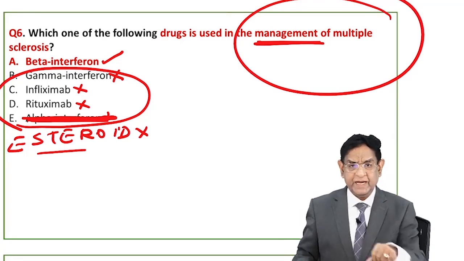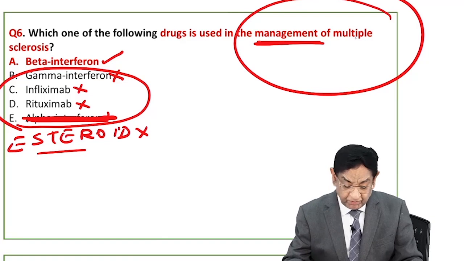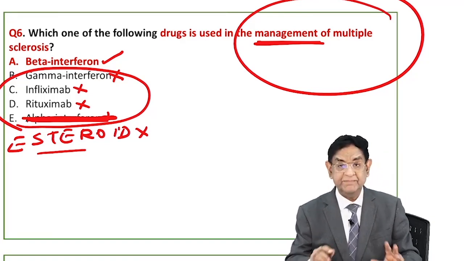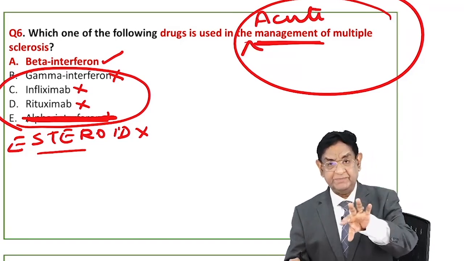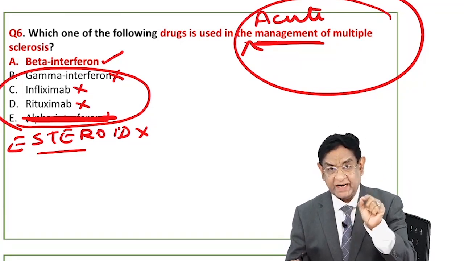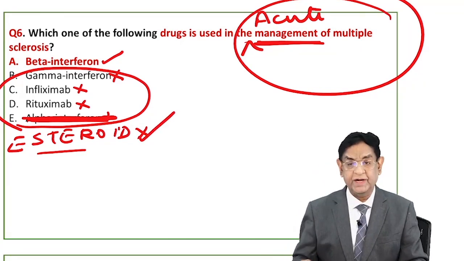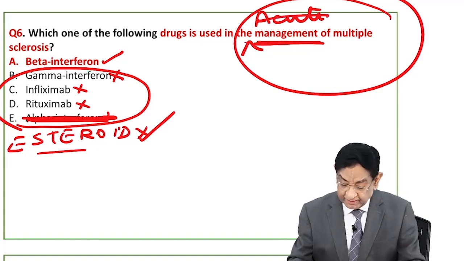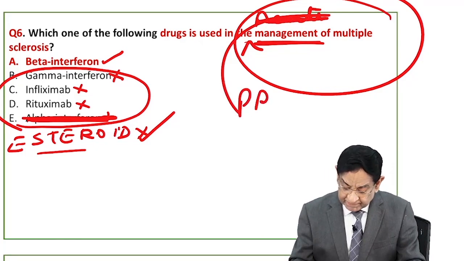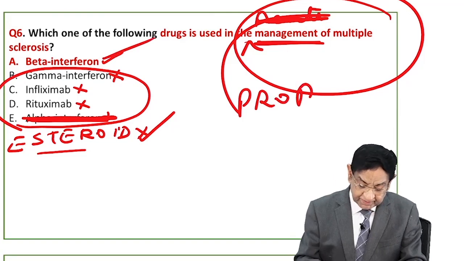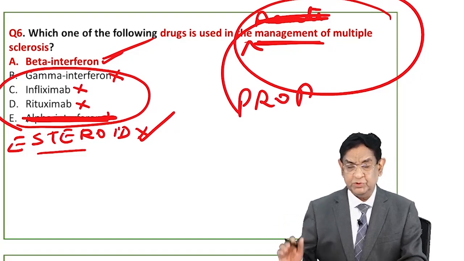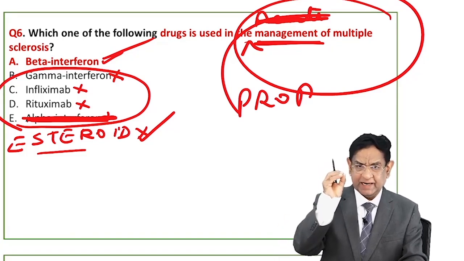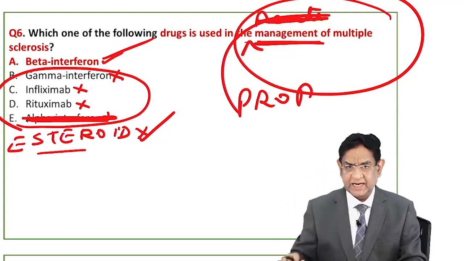Then the question would have been management of multiple sclerosis, and he would have said acute management. Then the word would have been acute management. That means what you will do right now. Then the answer becomes steroid. Or the word would have been prophylactic management. Then the answer would have been beta-interferon. Got it? Your mind should be very clear: what question they ask, what answer I have to give.